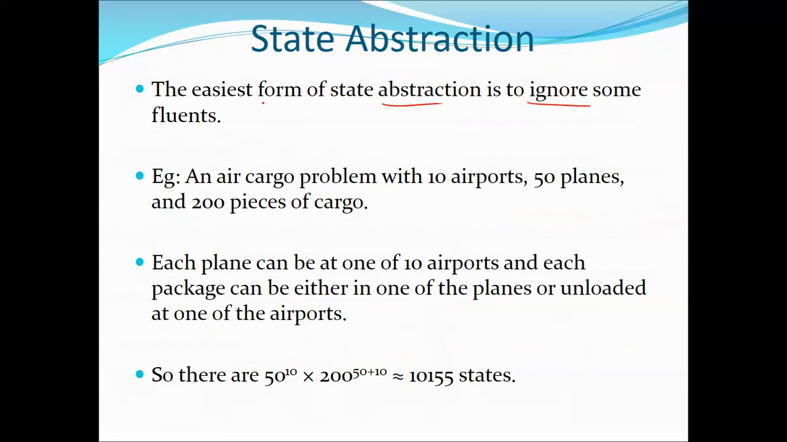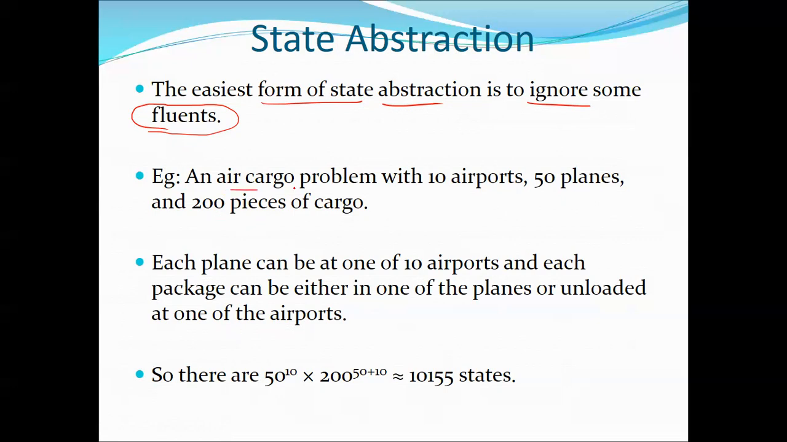So this is one way to perform state abstraction. State abstraction means you reduce the problem size. Don't keep it a big size. Reduce the size of the problem. So one method is to ignore some fluents. Fluents means some objects or some entities that were used in the problem can be ignored. Okay. So let us have one example.